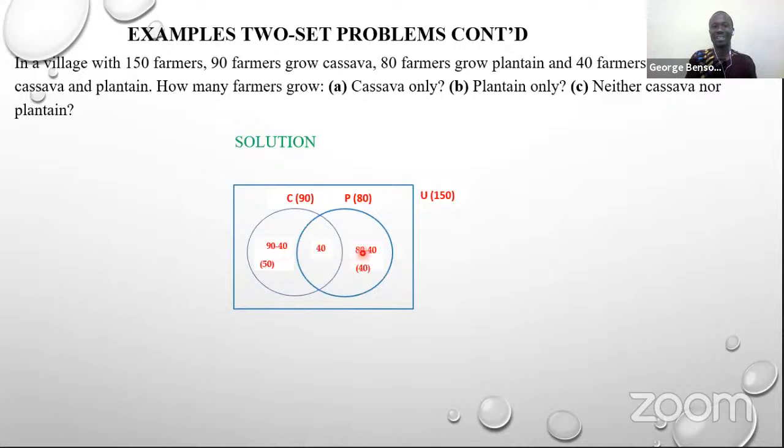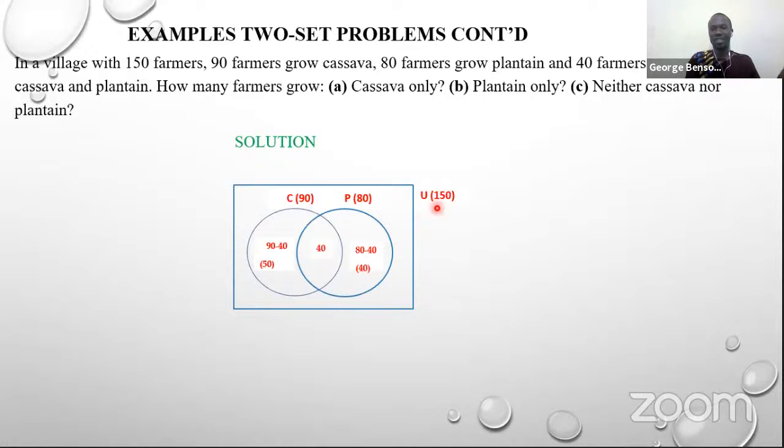Then the same applies here. You can see 80 minus 40, because 80 is for plantain, but we want to get only those who grow plantain only. So we have to subtract this 40, which belongs to both the plantain and the cassava, from the 80. That's why I've intentionally put the 50 in the bracket here and the 40 in the bracket, and our universal set is there.